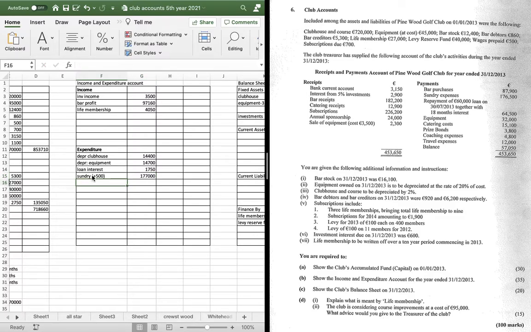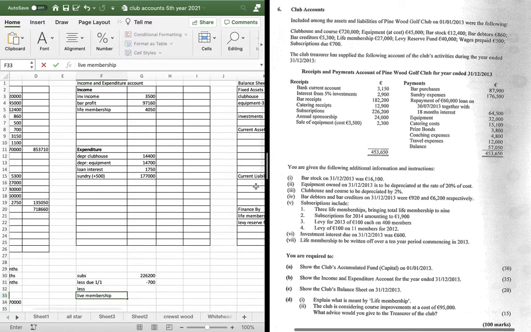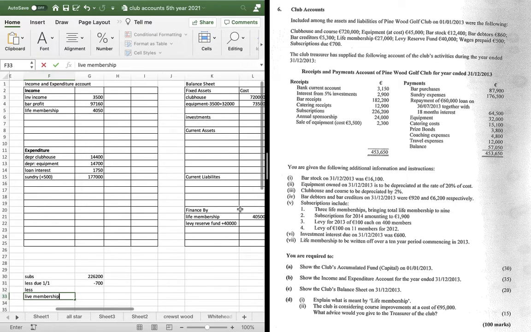And subs, that's my last sort of big working. So I'll do it here. Subs, we take our starting figure for subs as 226,200. We're going to take away the due at the start of the year because it's to do with last year. That's minus 700. And then we're going to take away all the stuff at the bottom. So the life memberships.